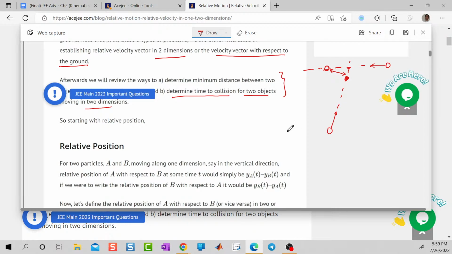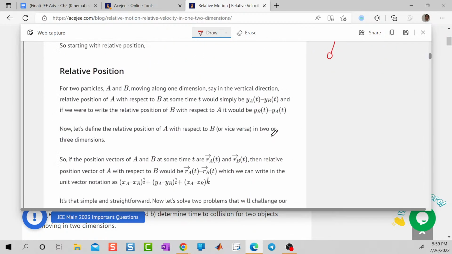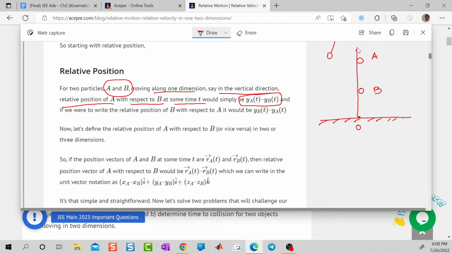Okay, so starting with the relative position. For two particles A and B moving along one dimension, say in the vertical direction, the relative position of A with respect to B at some time t would simply be YA minus YB. Once again, vertical direction, let's draw it. Let's say this is the ground. At some time t, when we take a photograph, let's say A is here, B is here. Let's say our coordinate system is here, the origin is here, and this is our y direction. So the y coordinate of B is YB, and the y coordinate of A is YA.